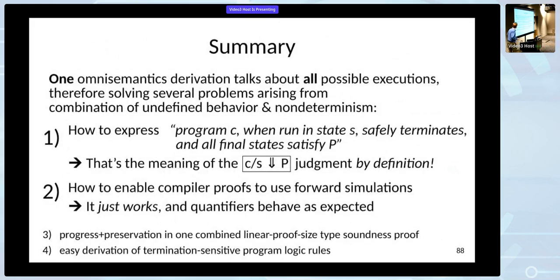And so to summarize, one Omnisemantics derivation talks about all possible executions. Therefore, it solves several problems that arise from the combination of undefined behavior and non-determinism. We can express this judgment that I care about, and you maybe too, just by definition as follows. We can do forward compiler correctness proofs, which just work even if we have non-determinism and undefined behavior. We can do progress and preservation in one combined linear size proof, and termination-sensitive program logic rules are really easy to derive.